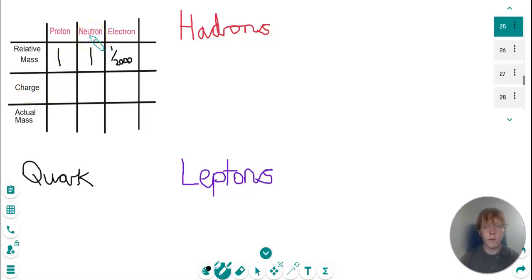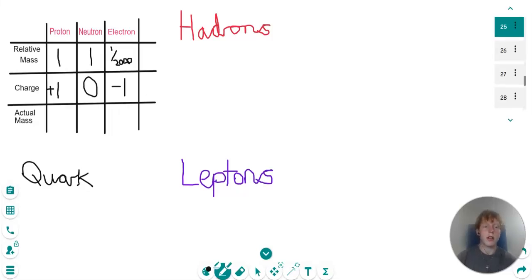What is the charge of a neutron? 0. Good. And the charge of a proton? +1. And an electron? -1. Now we come on to this bottom section here of actual mass, which is where it starts to get a bit tricky.